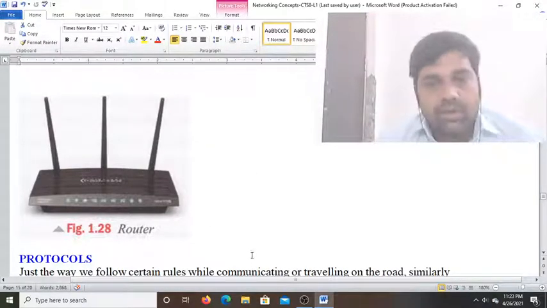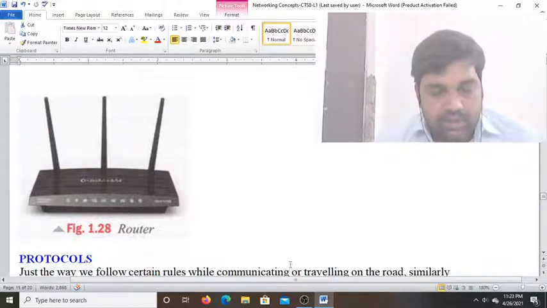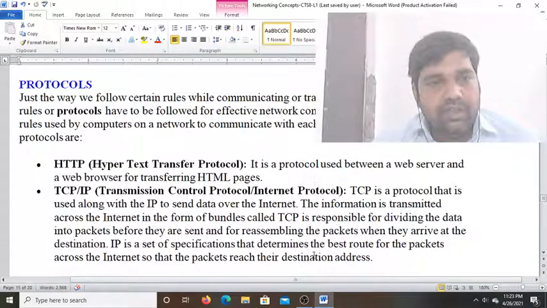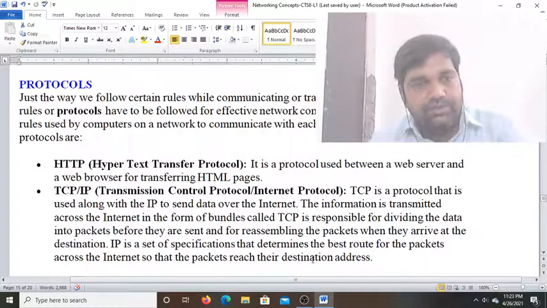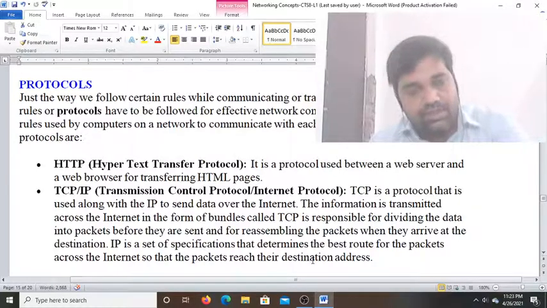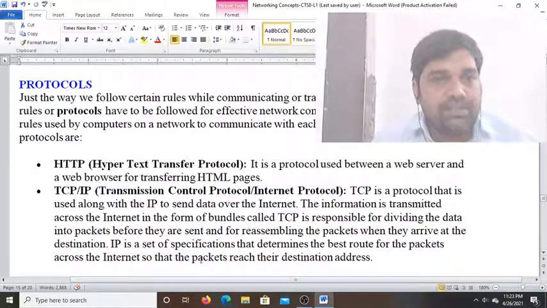After that we'll study some protocols also, the different types of protocols used over the network. Now see the protocols.